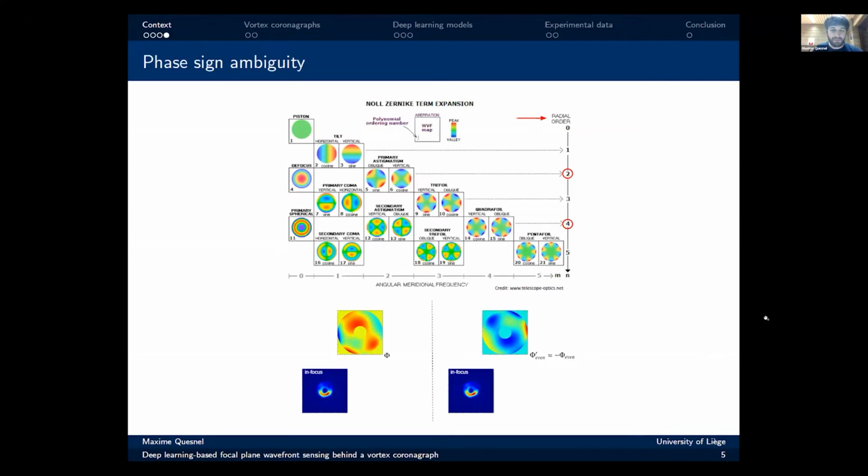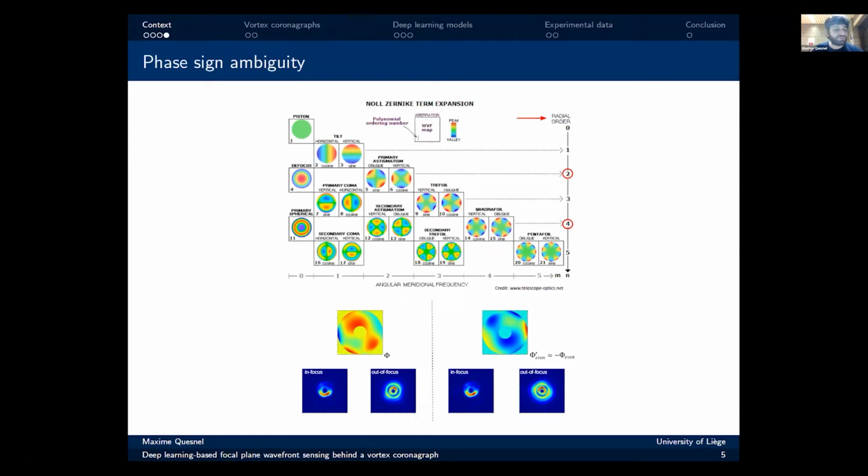That's the ambiguity. Some methods used to lift this ambiguity use phase diversity, like including a defocused PSF. If you include a known defocus, you will be able to lift the sign ambiguity because the response will be different in this case. But the issue with this kind of approach is that you need to dedicate some observation time to get this defocused PSF, and this time is lost because you cannot use it for science.